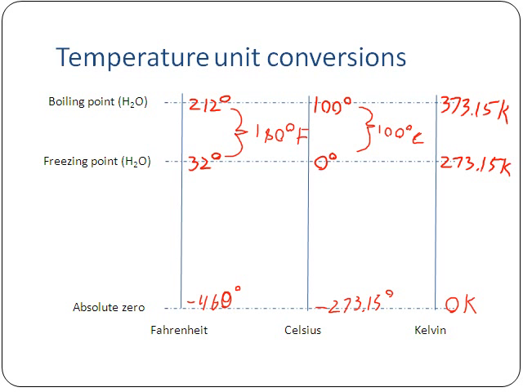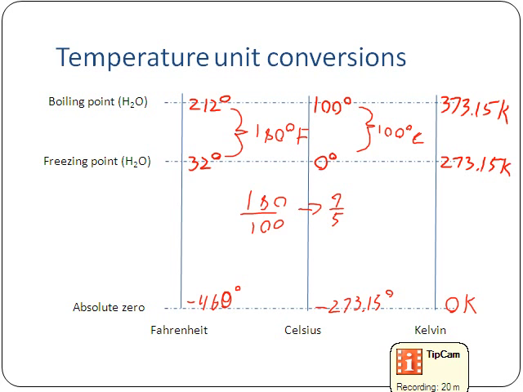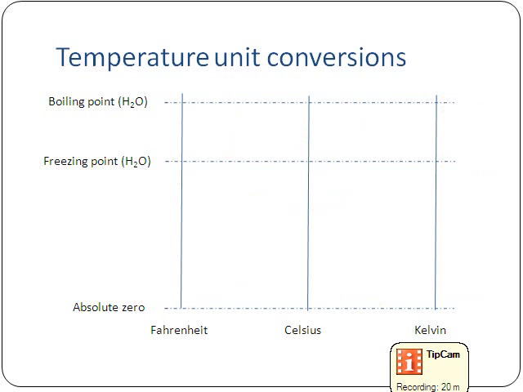And so if you think about it, that means we have a ratio. The ratio here would be 180 over 100. And so this reduces down to simply 9/5. And so that means that 1 Celsius degree is 9/5 the size of a Fahrenheit degree. This fact is going to let us do some conversions here. And so let's take a look at what those conversions would be.